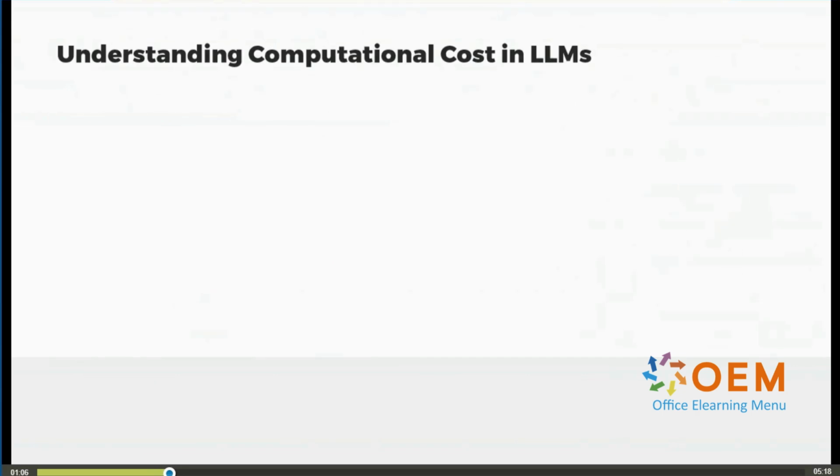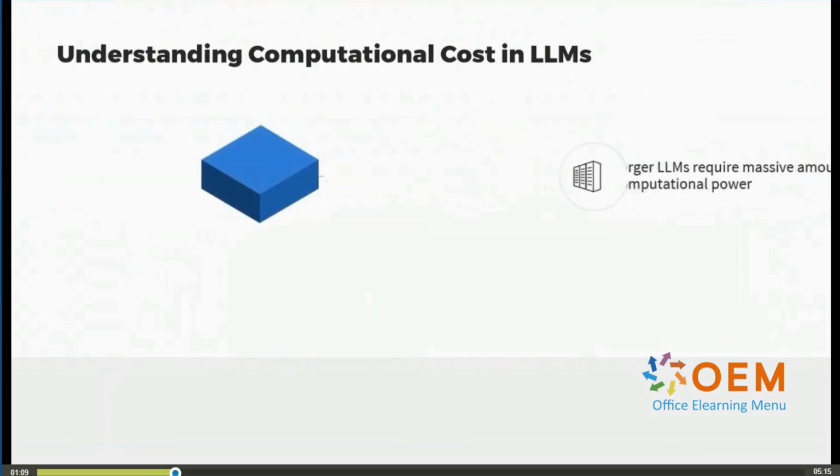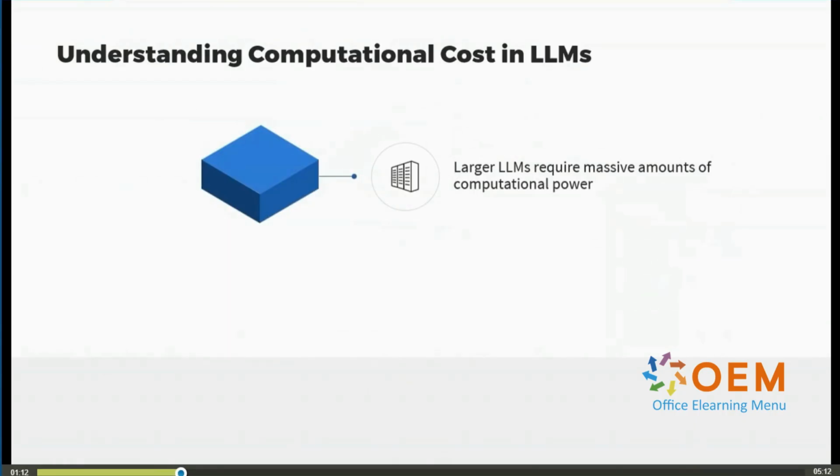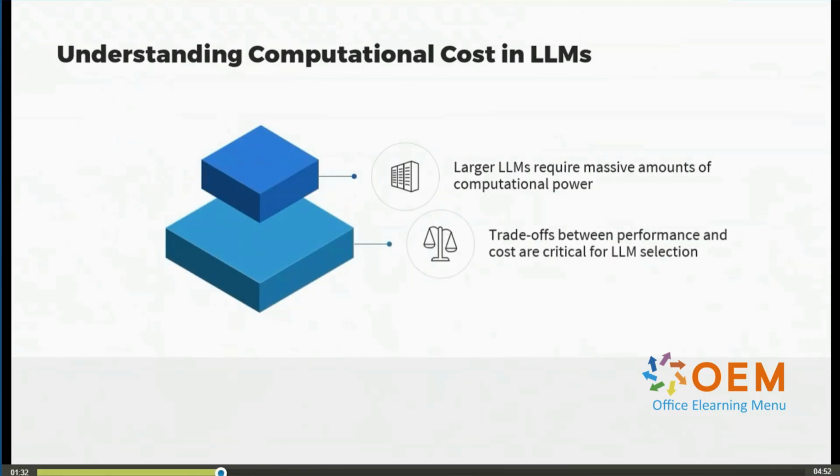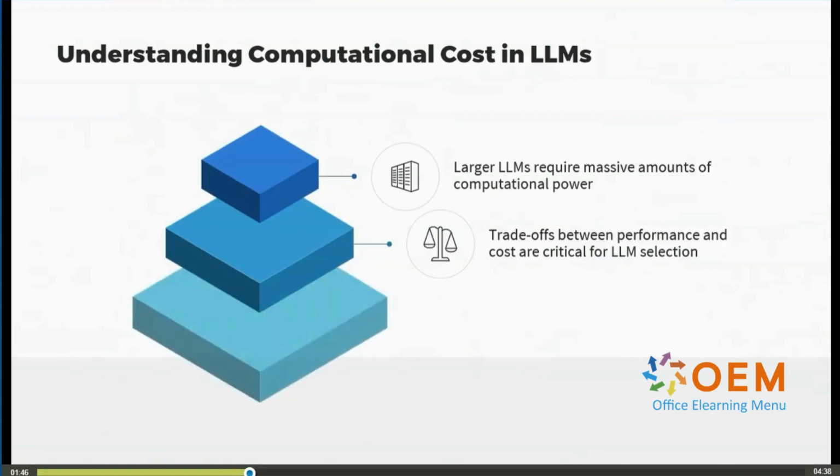So let's look at the key elements of computational costs in LLMs. Larger LLMs require massive amounts of computational power. This includes not only the resources for training, but also for inference. Running these models at scale, after you have them trained and you're out in production, often involves specialized hardware like GPUs or TPUs. Trade-offs between performance and cost: for every gain in accuracy or capability, there's a corresponding increase in cost. These trade-offs are critical for organizations to evaluate when selecting or designing an LLM.